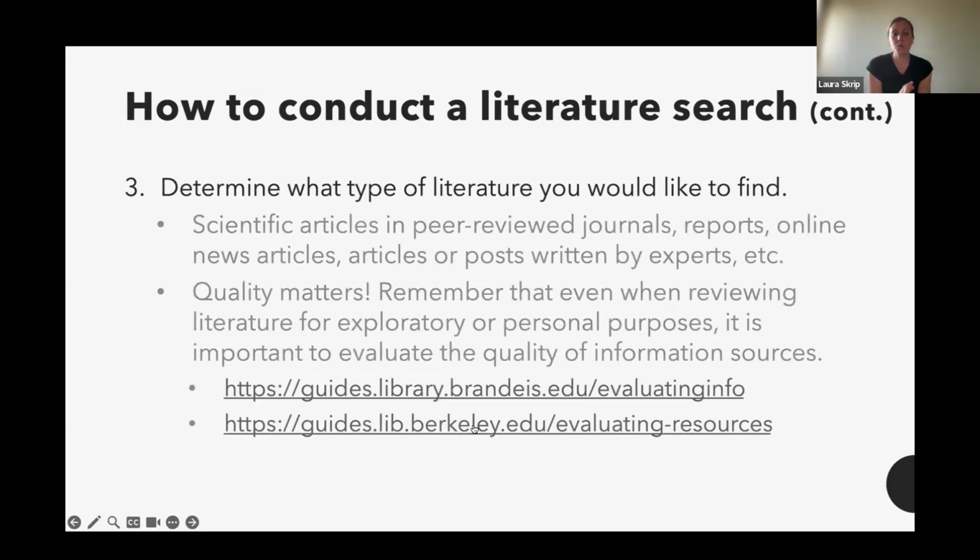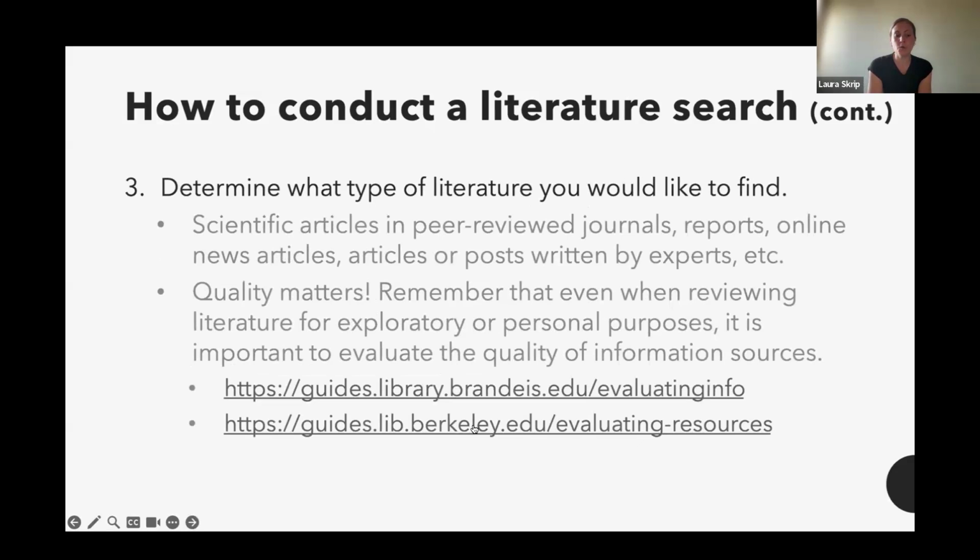Okay, so step 1 was to understand why you want to do the search. Step 2 is to be very clear and specific about the topic that you want to do the search on. Now, step 3 is the type of literature you would like to find. So again, this relates back to that step 1 of why you want to do this.